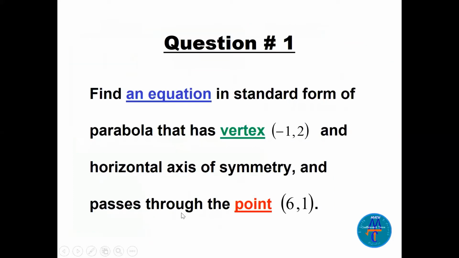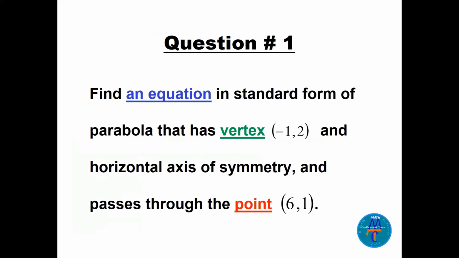Let's start with the first example. Take a minute, please, to read it. Find an equation in standard form of a parabola that has vertex, so the vertex is given here, h and k, and horizontal axis of symmetry, and passes through the point (6, 1). So there are 3 pieces of information given.